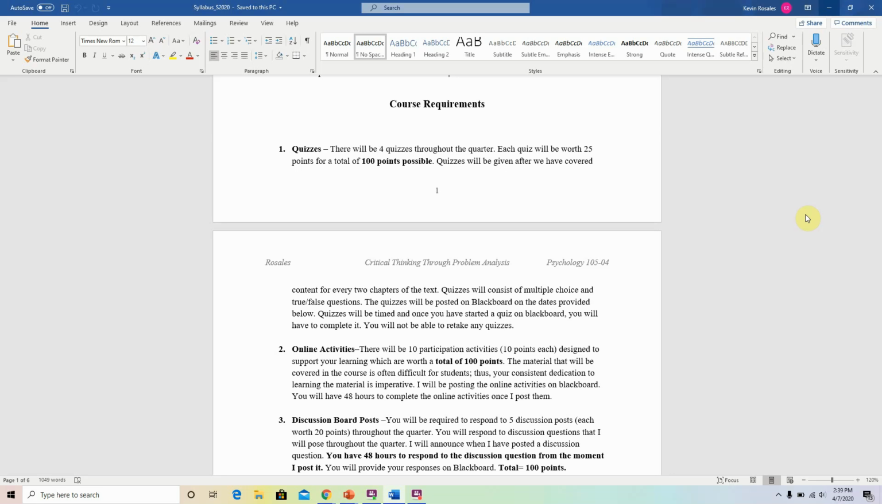Quizzes will be taken on Blackboard. So I'll be posting those quizzes on Blackboard. You'll simply log in on the day that you're supposed to log in to take the quiz. Very importantly, the quizzes will be timed. And once you have started the quiz on Blackboard, you are not allowed to exit the quiz tab and come back to it. The moment you exit the quiz tab, you won't be able to come back to it. The system will just log you out, and whatever score you have received up to that point is the score that will be recorded for your grade on Blackboard.